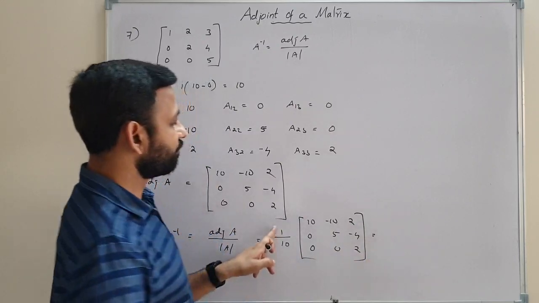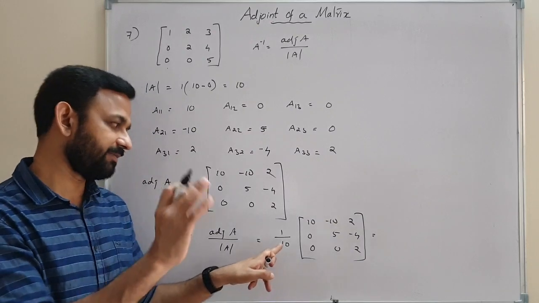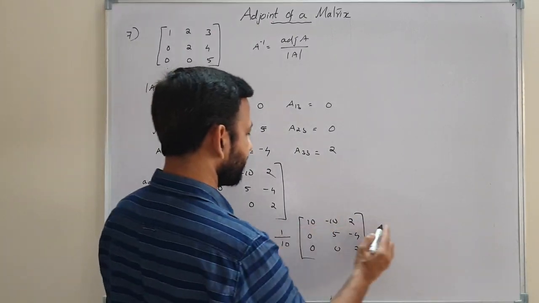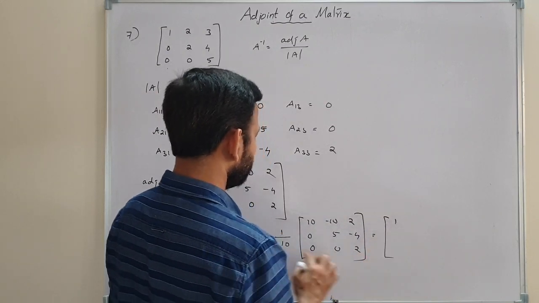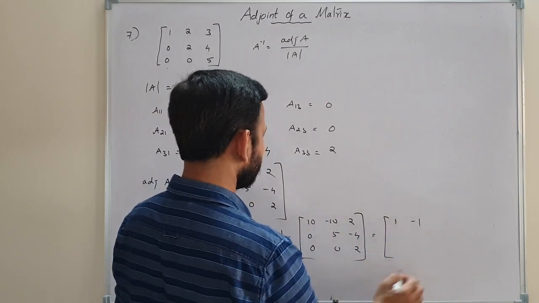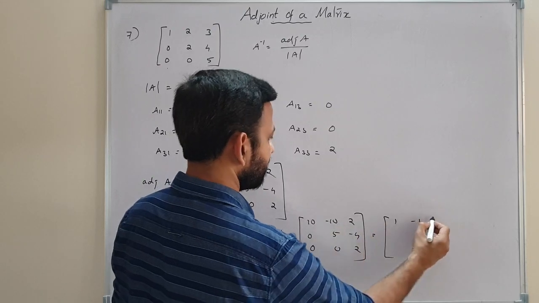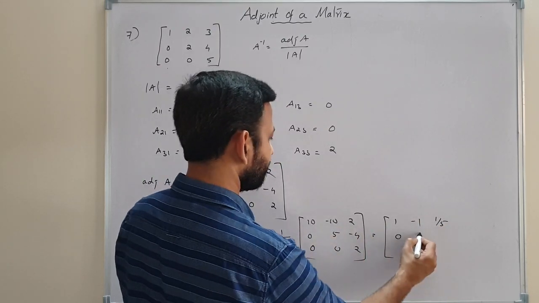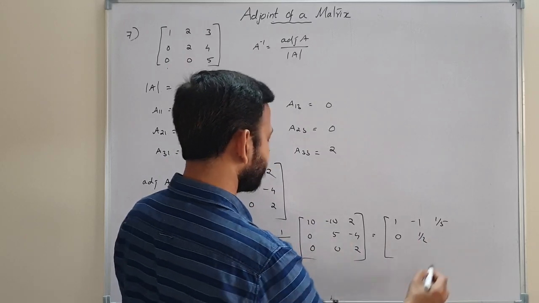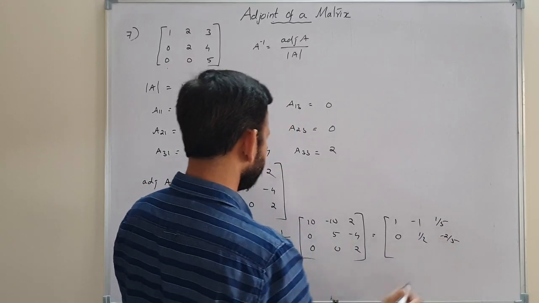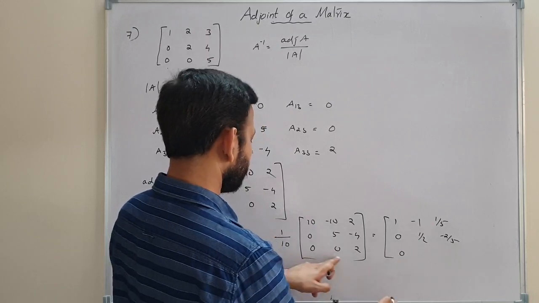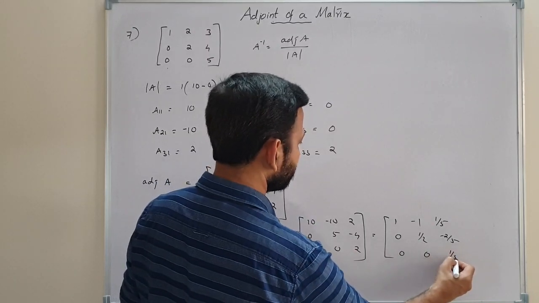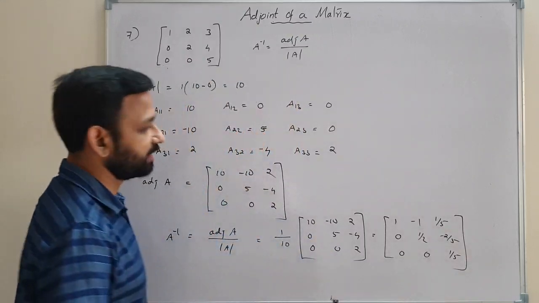That is equal to 1 upon 10. We can multiply each and every element by 1 by 10. So 1 by 10 into 10, that is 1. 1 by 10 into minus 10, minus 1. 2 by 10, that is 1 upon 5. 0. 5 by 10, 1 by 2. Minus 4 by 10, minus 2 by 5. 0, then again 0. Then 2 into 1 by 10, that is 1 upon 5. So that is A inverse.